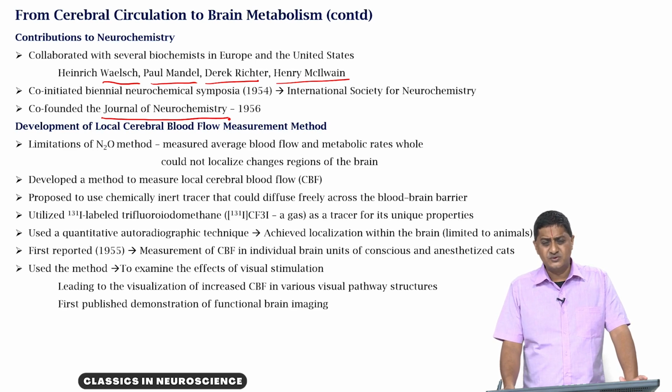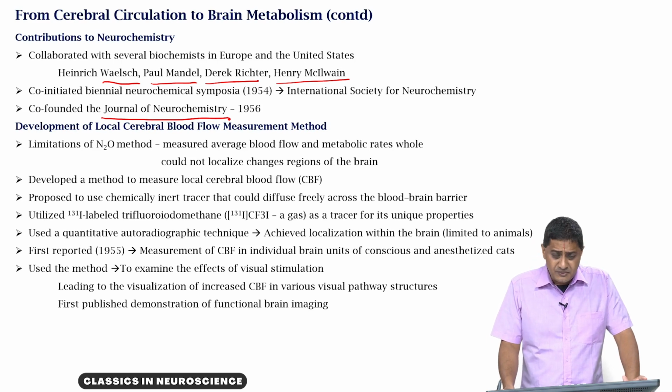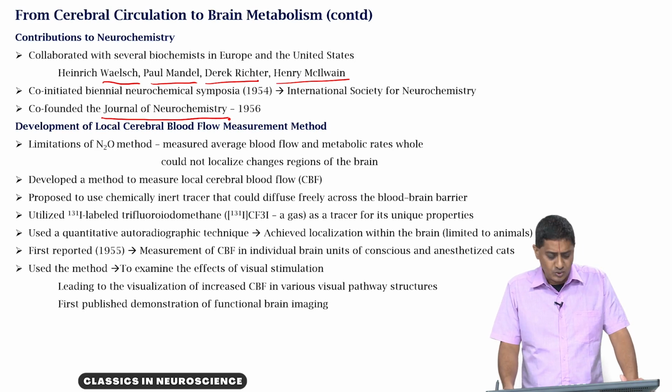This method was used to investigate the effect of visual stimulation. It was found that there was greater cerebral blood flow in the visual pathway, for example, from the lateral geniculate nucleus to the occipital lobe, and this was perhaps the first published demonstration of functional brain imaging.